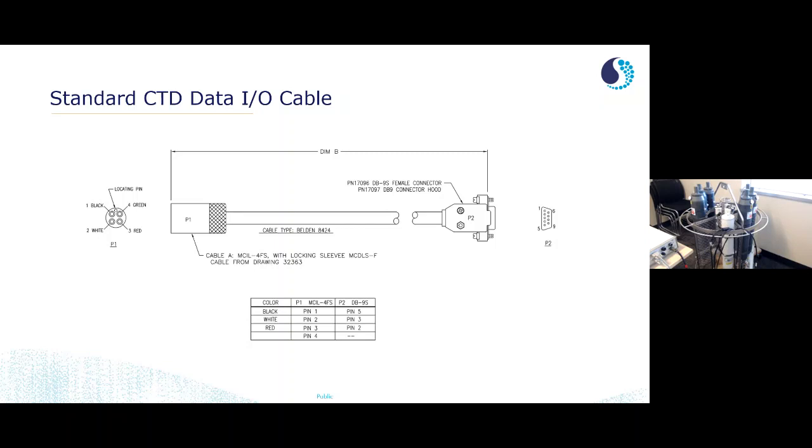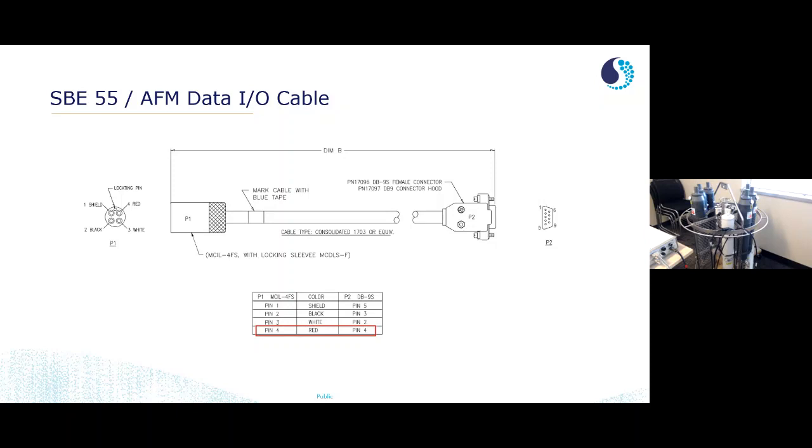The cable used for the SBE 55 does have a wire there. So pin number 4 is connecting to pin number 4 on the DB9 connector. This is known as the data terminal ready, the DTR line. And it's important to have this pin available to allow you to talk to your 55 and your CTD. This DTR line is what provides the logic to switch between communicating with your 55 and your CTD. Again, I'll demonstrate that in the software shortly.